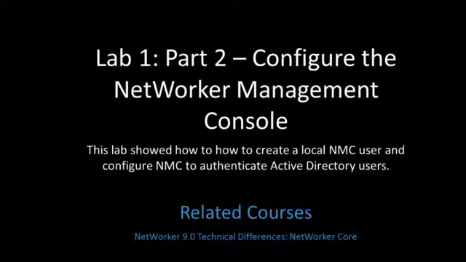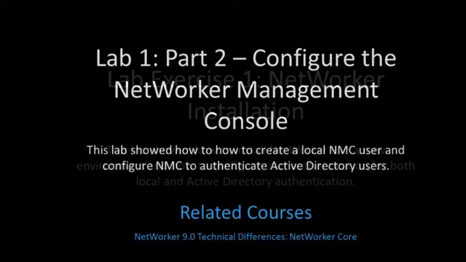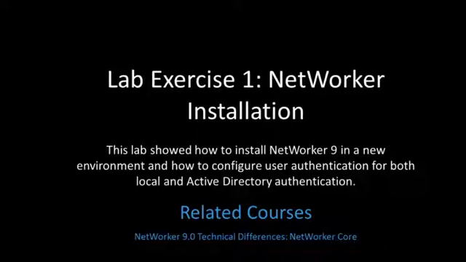In Lab 1, Part 2, we performed the initial setup of Networker Management Console, created a new local user, and then configured Networker Management Console to authenticate Active Directory users. This is the end of Lab Exercise 1. In this lab, we installed Networker 9 in a new environment. Additionally, we configured user authentication for the Networker Management Console using both local and Active Directory authentication mechanisms.